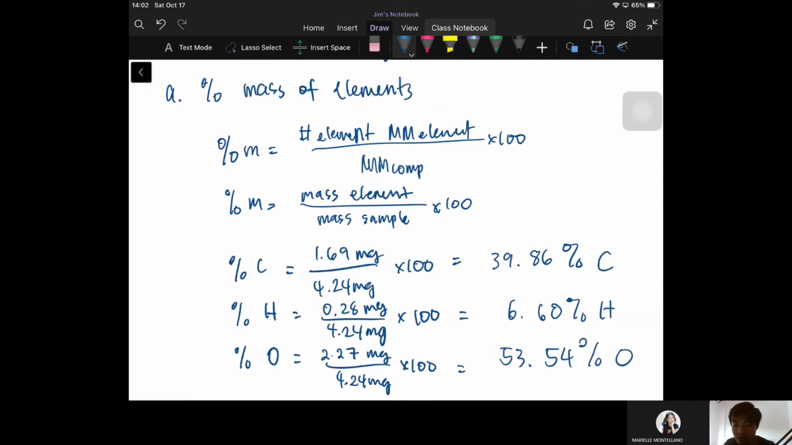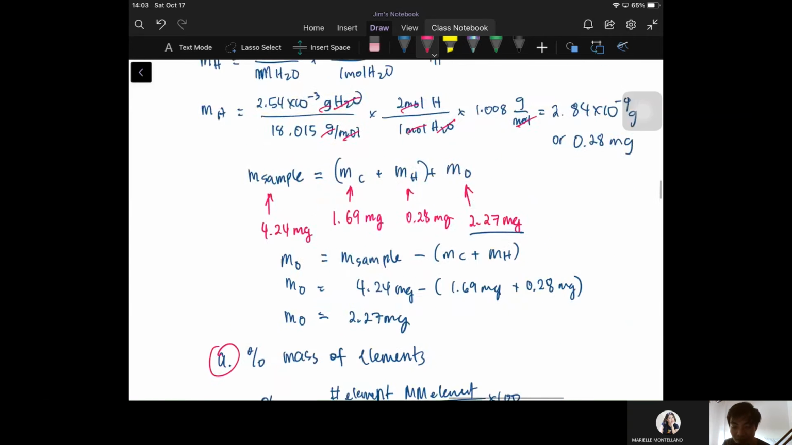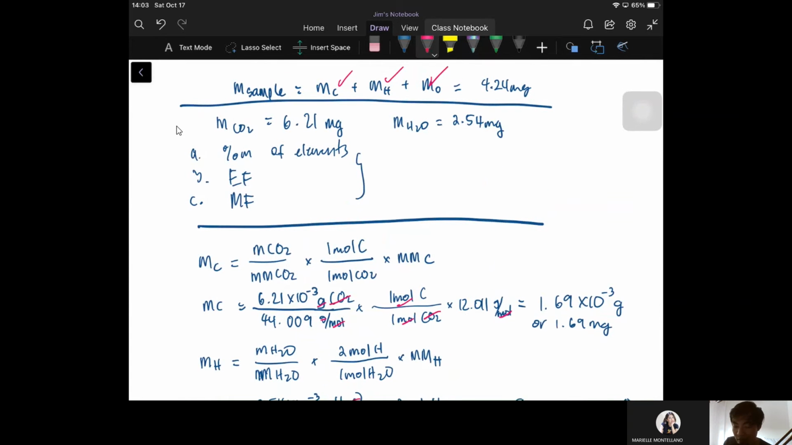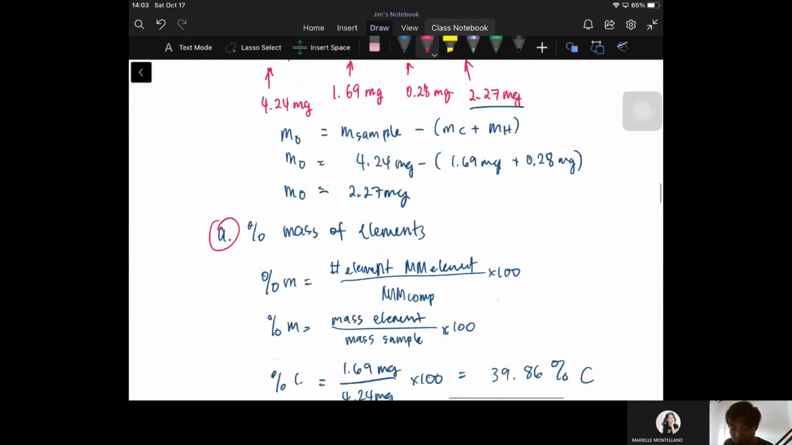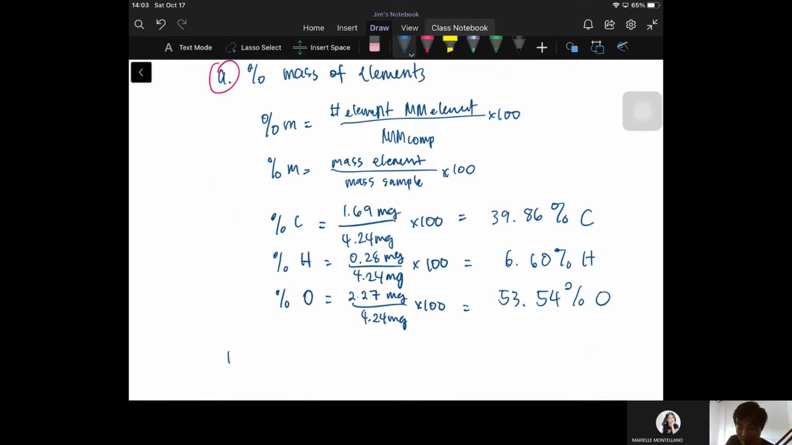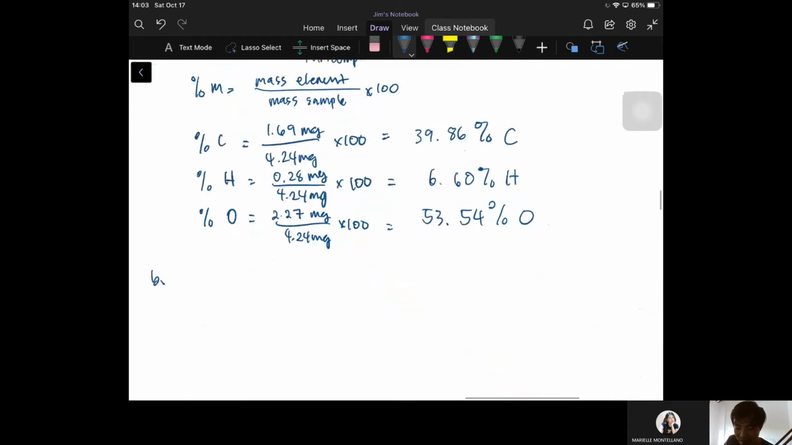So, nasagutan na natin yung question letter A. Letter A pa lang nasasagutan natin. Ang dami pang letters. No? So, yan. Okay na tayo sa letter A. Nakuha na natin yung kanyang mass elements. No? Next one, empirical formula. Anong gagawin sa empirical formula? Kung mapapansin nyo, meron na tayong percent element. Pwede natin gawin yung table. Okay, so empirical formula. So, gawin na natin yung table.